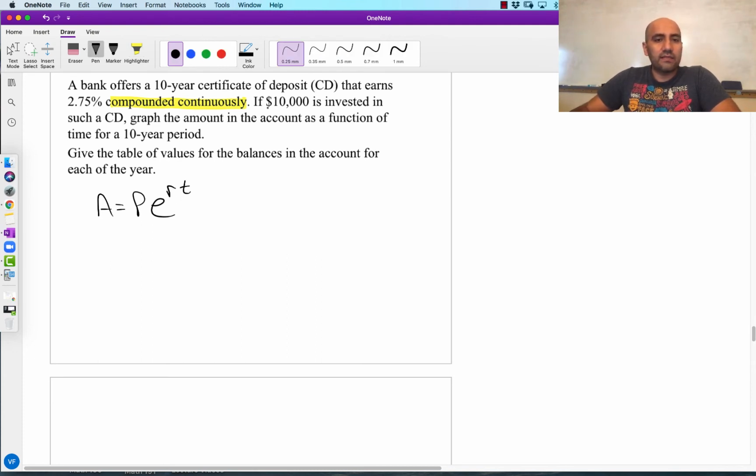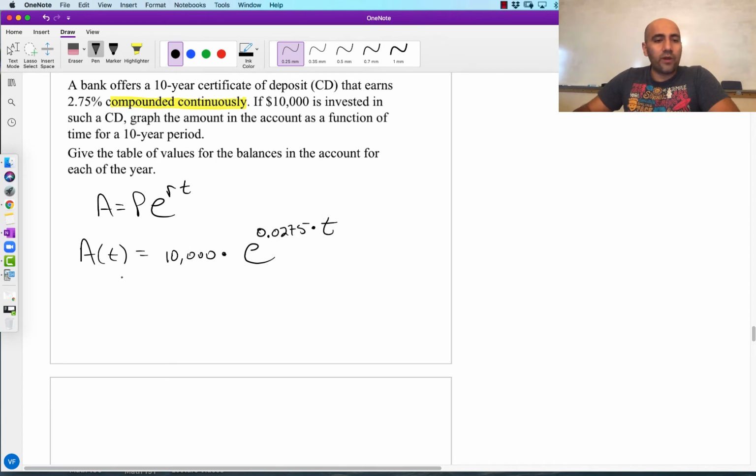The principal is given, that's 10,000. R is given, that's that rate right there. And then T is going to be the variable, right? So we want a function of T. So let's write it down as a function of T. Let's say A of T is equal to the principal, which is going to be 10,000, times e to the 0.0275t. Right, so this is a function of t, and we can use it to graph it.